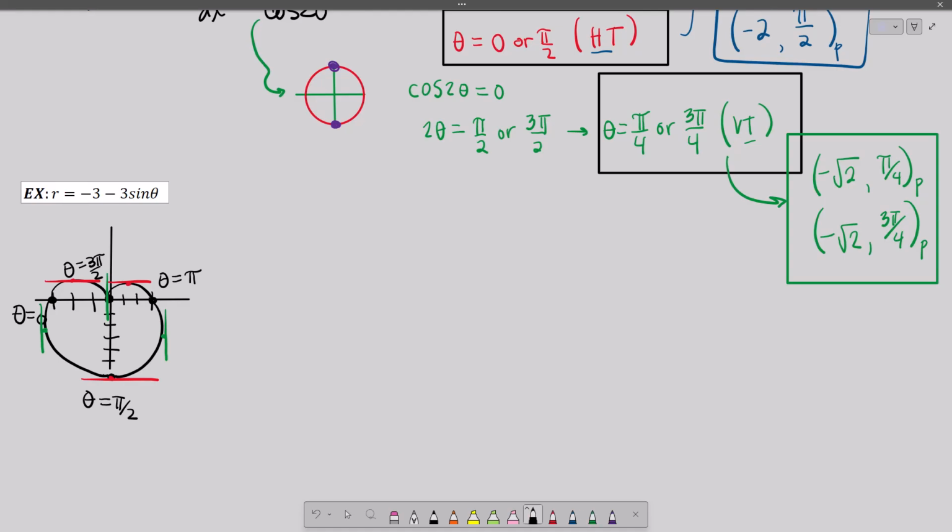So let's go ahead and deal with this. So first we go to parametric, because a parametric derivative is a lot easier than that polar derivative with that hideous formula. So x is equal to r multiplied by cosine of theta. Y is equal to r multiplied by sine of theta.